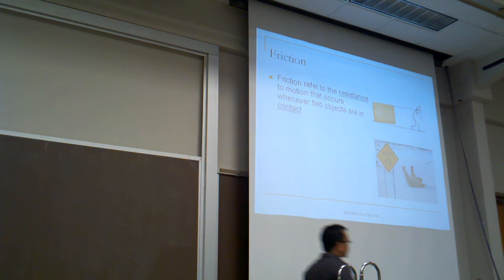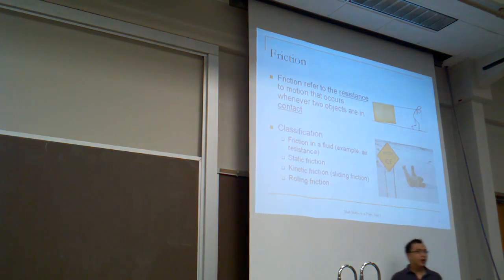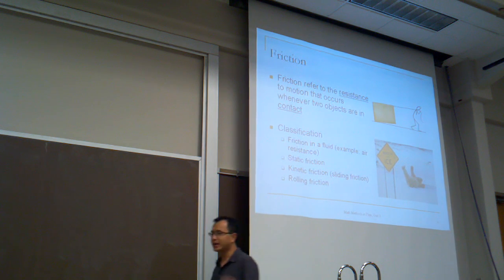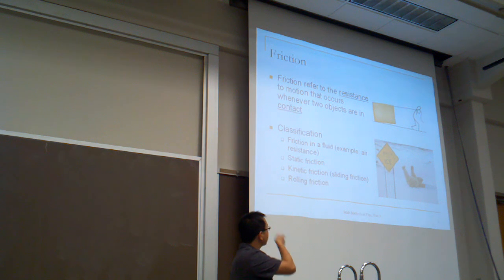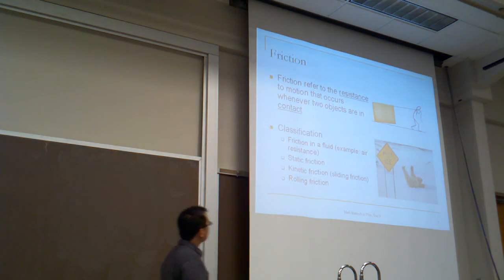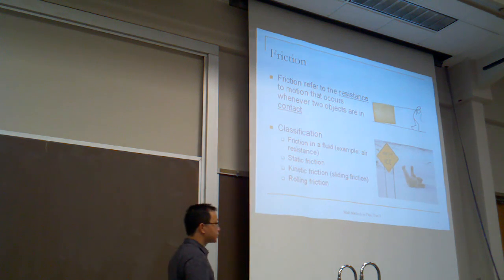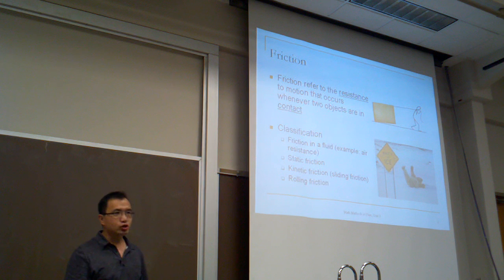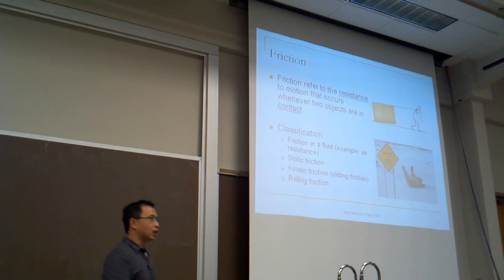There are different kinds of frictional forces. We have the friction in fluid. That's a kind of complicated frictional force. It's hard to calculate, so we're not going to talk about this kind of frictional force. For example, the air resistance, because with this kind of frictional force, the magnitude of the force depends on the velocity of the object.